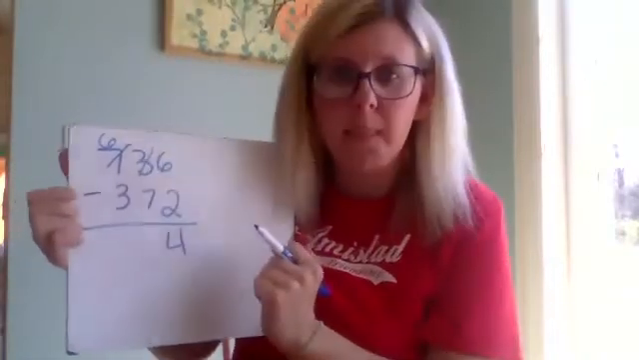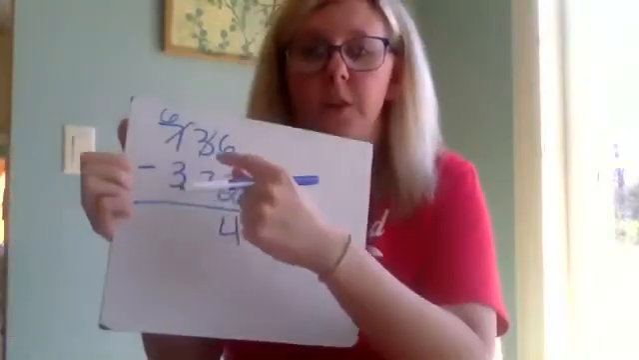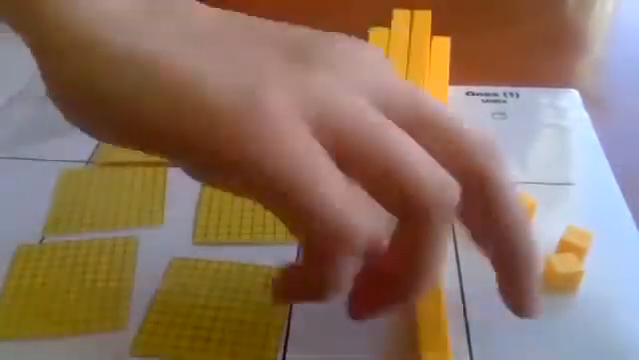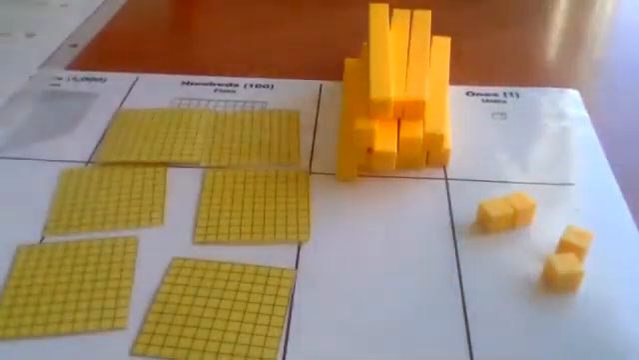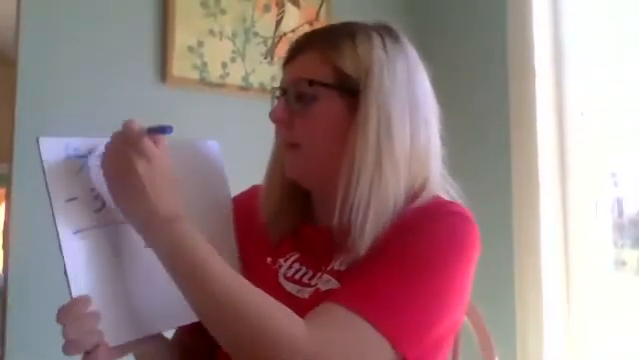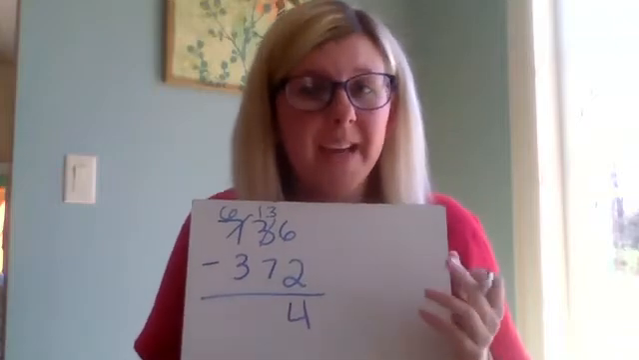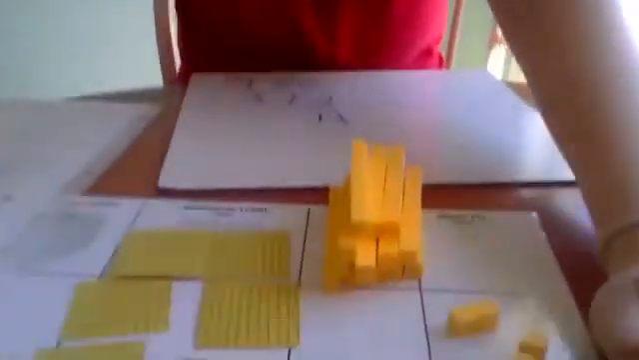I have, let's count it out. I don't have 3. I have what? 10, 11, 12, 13. I have 13. I'm going to put 13 up there. 13 minus 7. So now, can I take 7 away from 13? Yeah, I can. Look.